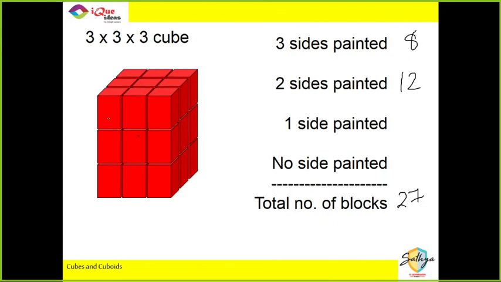Now, for one side painted, we have to count, leaving the edges, the middle piece. So one middle piece on this face, one on the top, one at the bottom, one at the back, one this side and one this side. So total there will be 6 pieces having one side painted. On every face, eliminate the edges. Anything not touching the edge will have one side painted.